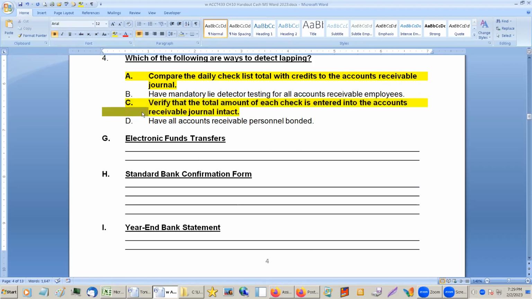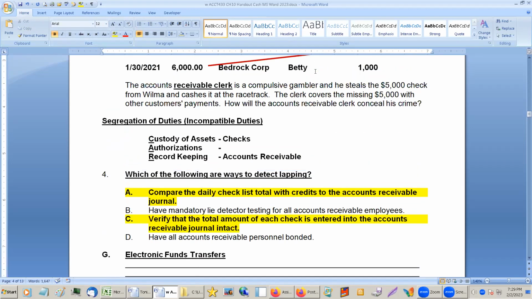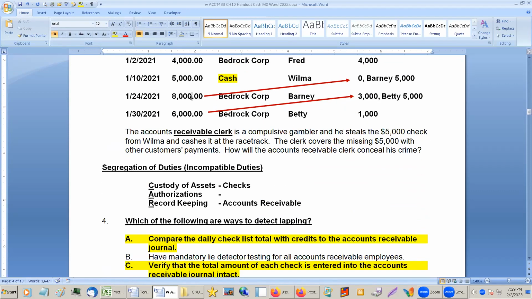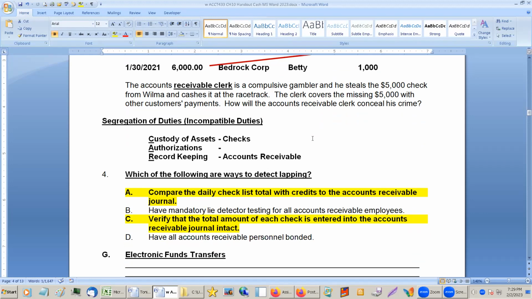And this one, you could catch a number of them up here, because notice you got an $8,000 check from Barney. Well, there should be an $8,000 credit, right? It should all go into the same thing. But if you see this $8,000 split up between two accounts, you know there's a problem, because it should go in at 8,000. So if there's 8,000 in the check register, there should be an intact 8,000 going into an account. If it's split up, problem.